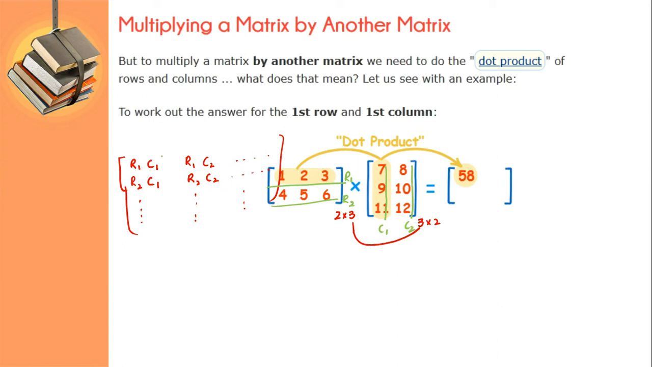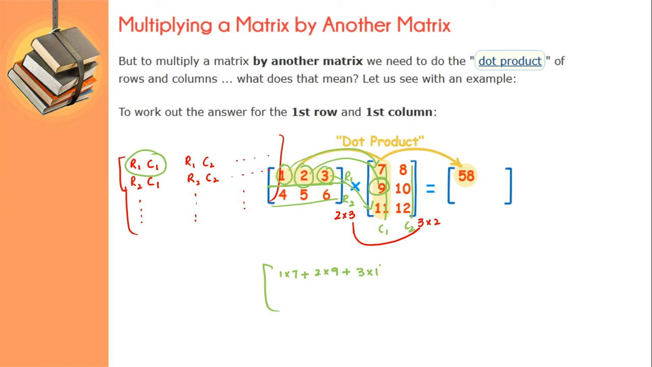So if we multiply this, the first one is first row and first column. The first element will be multiplied with the first element. So 1 multiplied by 7. Then when we multiply the second number, we will write a positive sign in between. Then 2 multiplied by 9. Then again a plus sign, and then we will multiply 3 by 1. So here we have multiplied first row, first column.